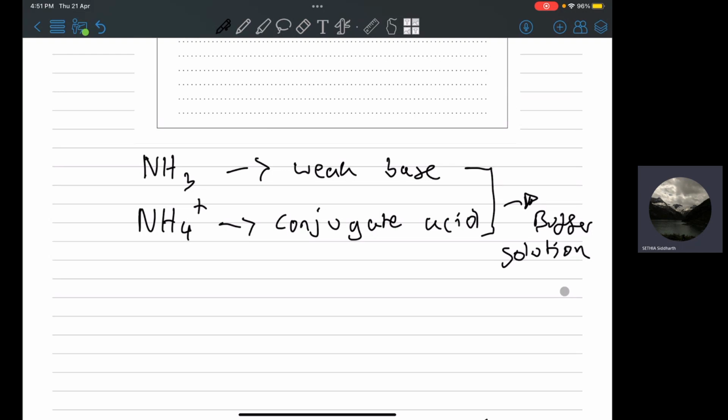Now, if I add some base, imagine if I add some base to this buffer solution. The base is going to want to react with the acid. So we have NH4 plus OH minus, which is a base. It's going to form NH3 plus H2O.